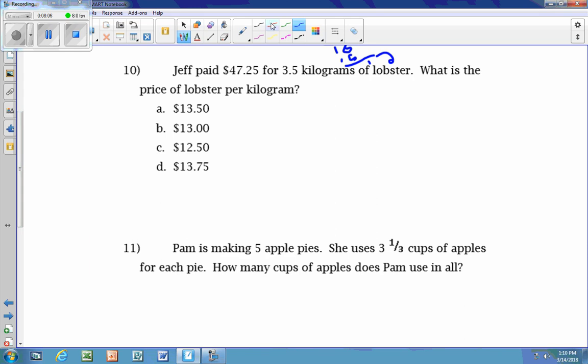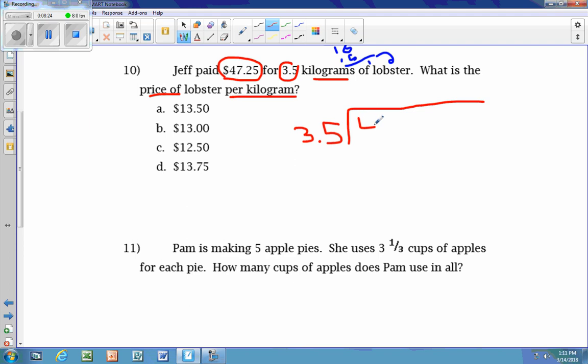Question 10 was what we learned today, the last lesson of the unit. If Jeff paid $47.25 for 3 5/10 kilograms of lobster, what is it per single kilogram? Well, we have to take our 3 5/10 and we're dividing it into our $47.25. We learned today that we jump the number on the outside, so we jump it once. That means we only jump it once here. So my decimal is now right there.